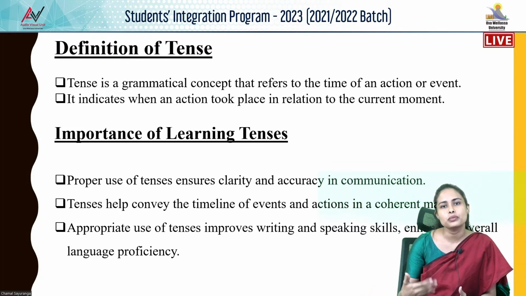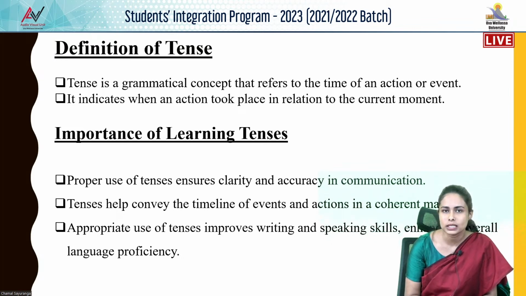Therefore, when we speak or when we write, we have to use different tenses. We can't use only one tense. The understanding of these tenses helps us to give a clear idea to the audience or the listeners, and they can understand the sequence of the events and in which context they occurred, right?